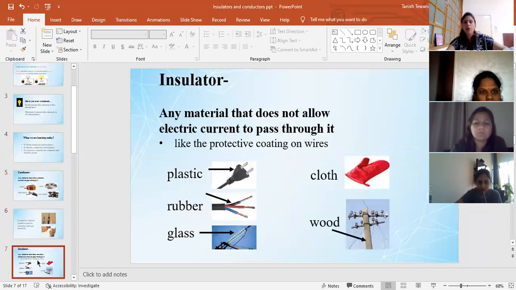So, insulator. As I already told you, this covering is an insulator. So this is rubber. Rubber, plastic, even glass is being used in poles. Even cloth or wood. Wood is also being used in poles.